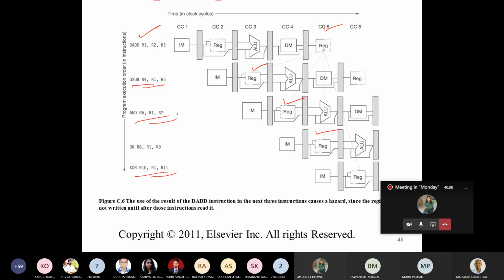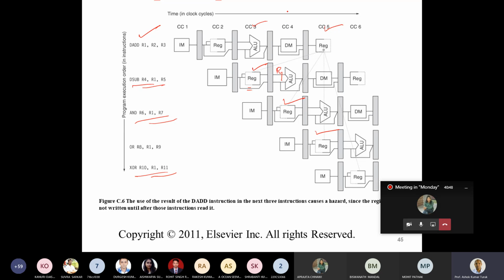The subtract instruction reads the value of R1 in clock cycle 3, but it actually needs the value of R1 in clock cycle 4, when it is executing. In clock cycle 4 it actually needs it, but at the end of clock cycle 3, the value of R1 is already produced. The value of R1 is already computed at the end of clock cycle 3.